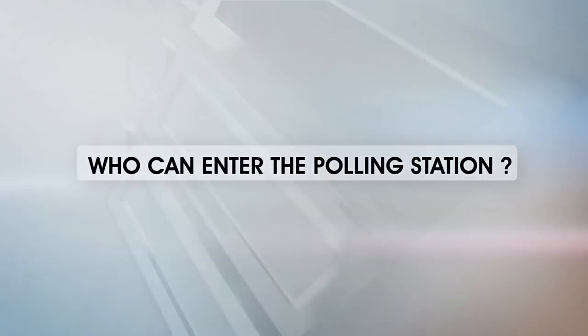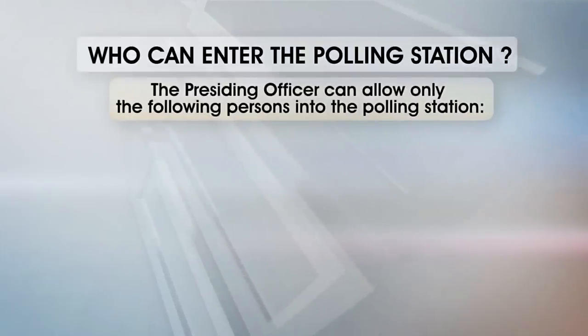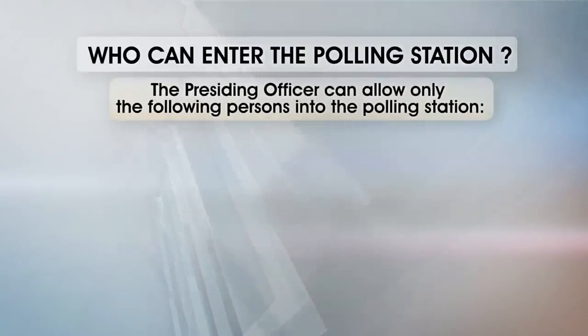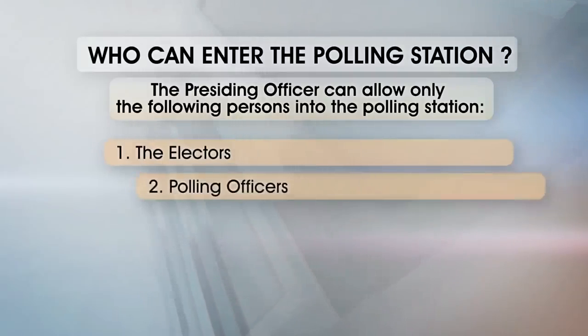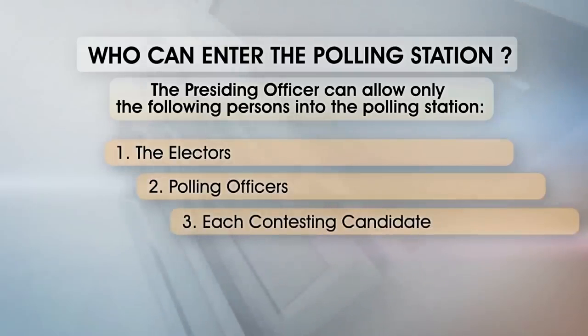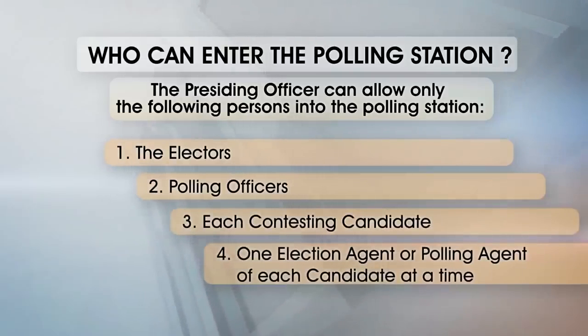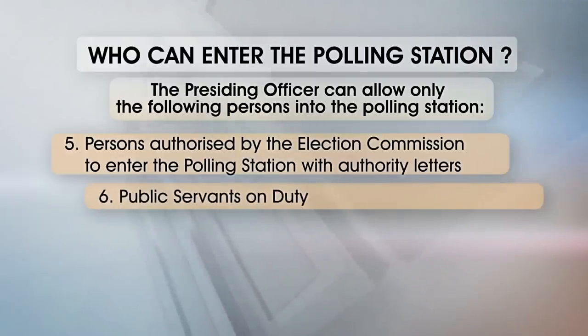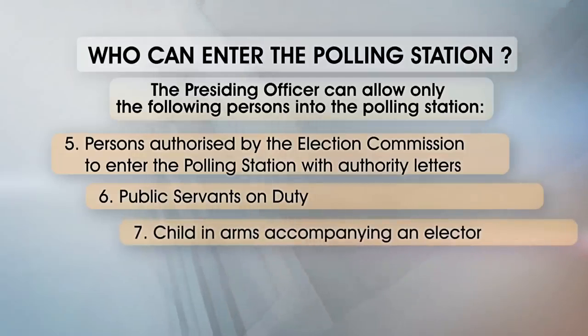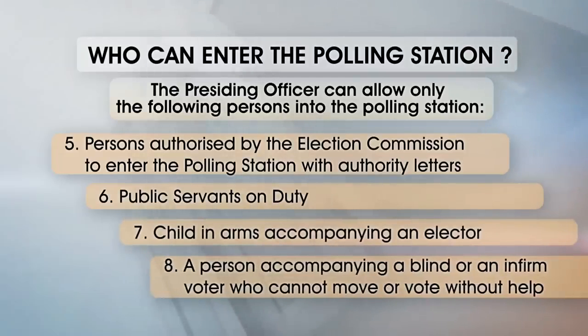Who can enter the polling station? The presiding officer can allow only the following persons into the polling station: the electors, polling officers, each contesting candidate, one election agent or polling agent of each candidate at a time, persons authorized by the Election Commission to enter the polling station with authority letters, public servants on duty, child in arms accompanying an elector, a person accompanying a blind or an infirm voter who cannot move or vote without help.